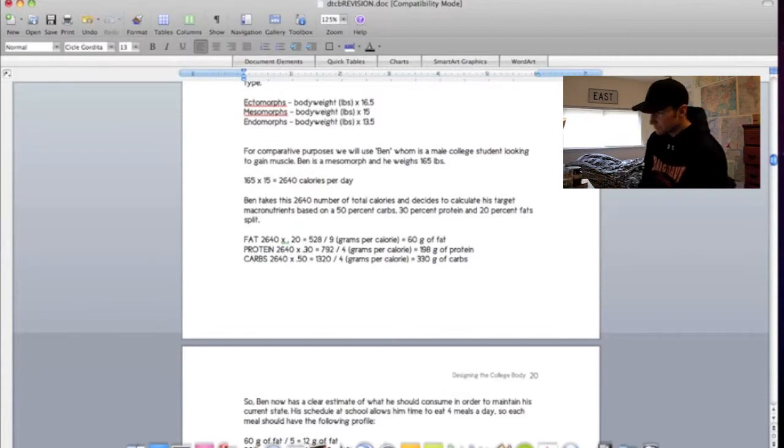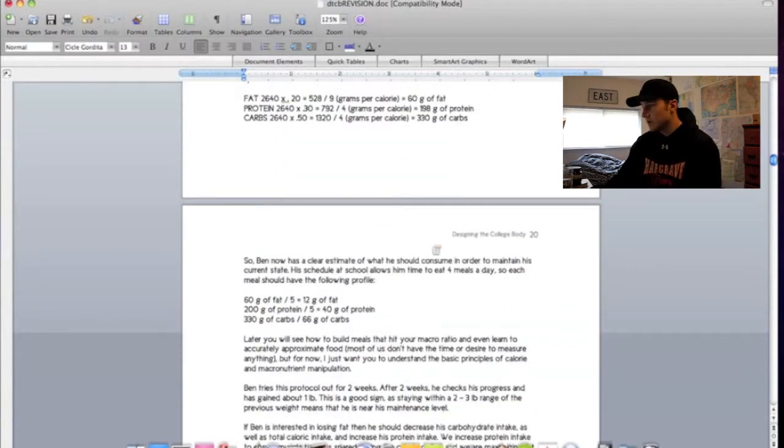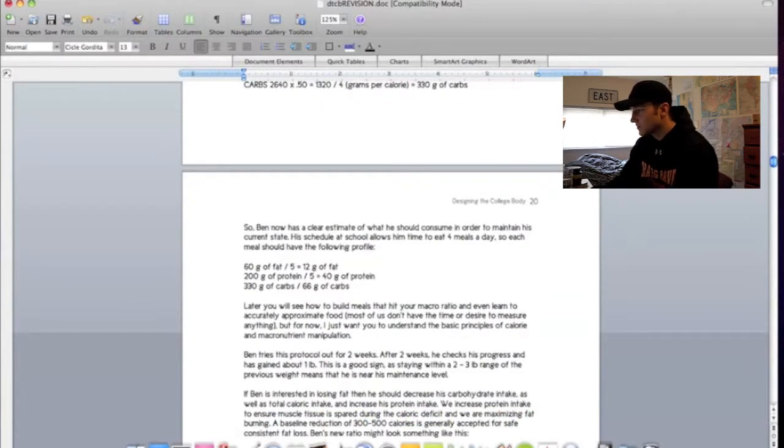Basically, what he's got is a 50-30-20. After doing the calculations, using the information I showed you in the first video, he comes out to 60 grams of fat, 198 grams of protein, and 330 grams of carbs. So he's got a clear estimate of what he should consume.